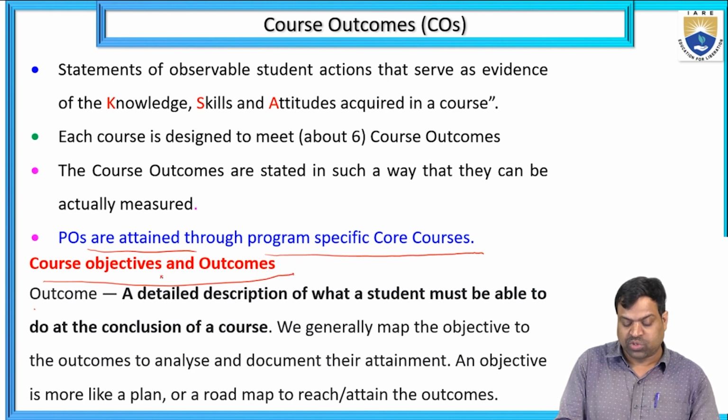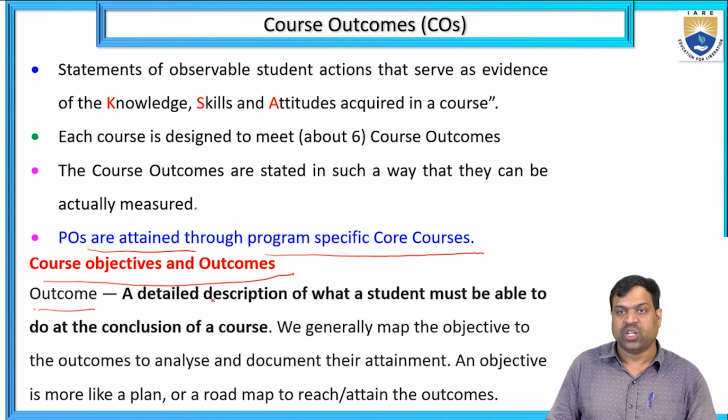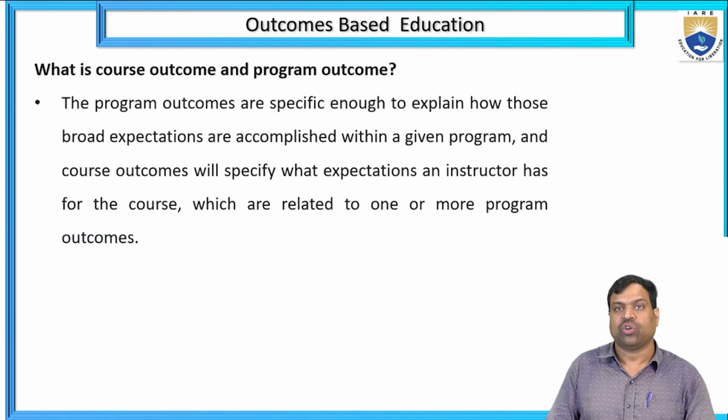So what are the course objectives and outcomes? Outcome is nothing but a detailed description of what a student must be able to do at the conclusion of a course. We generally map the objectives to the outcomes to analyze and document their attainment. An objective is more like a plan or a roadmap to reach or attain the outcomes.